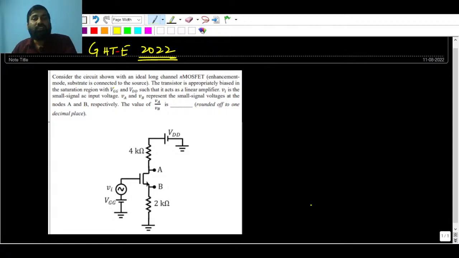The transistor is appropriately biased in the saturation region with VGG and VDD such that it acts as a linear amplifier, and Vi is the small signal AC input. You have to calculate what VA and VB represent, the small signal voltages at node A and node B. This question can be done within 10 seconds, only 10 seconds is needed. But before I give you the answer, let me explain something.